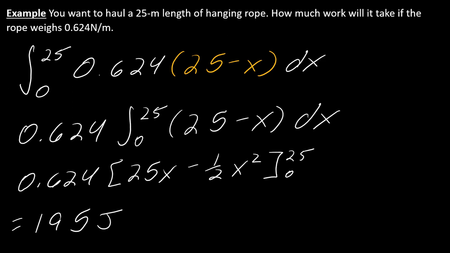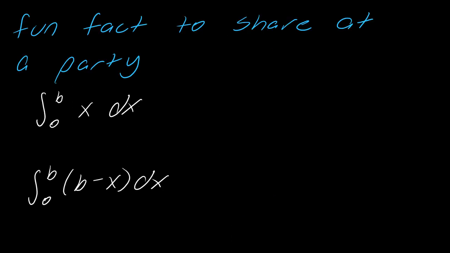And so I had a great question in class. We were talking about, why does it have to be x or 25 minus x? So why does this work? This is actually a cute, and I will use the word cute, property of integration. So fun fact for you to share at your next party. Check out the setup. b will be a constant.